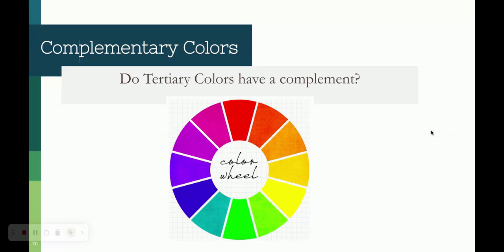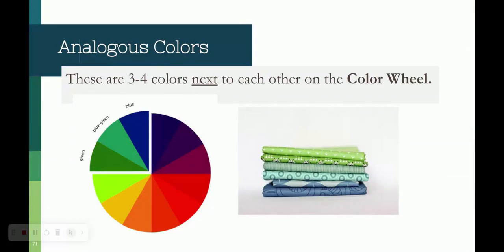So do tertiary colors have a complement? Yes, they do. So this would be a red-violet. What's across from red-violet is yellow-green. This is red-orange. What's across from red-orange is blue-green. So tertiary colors do have a complement.